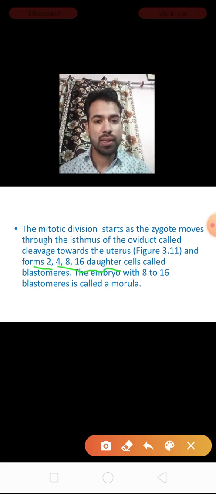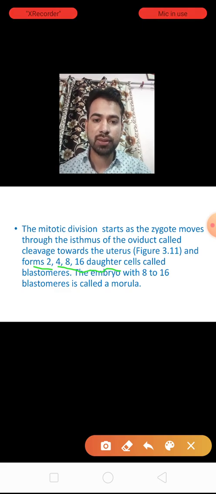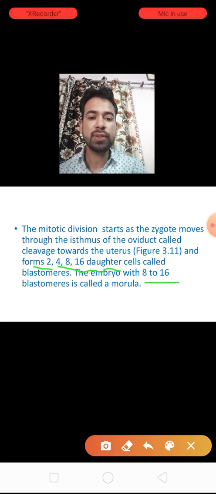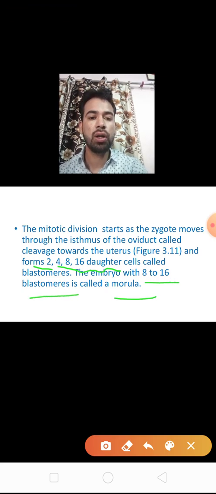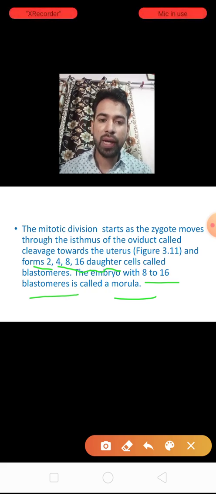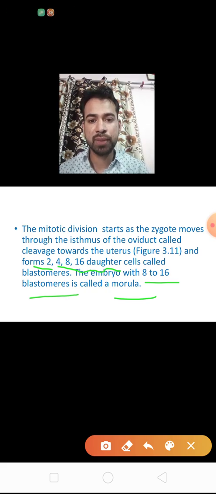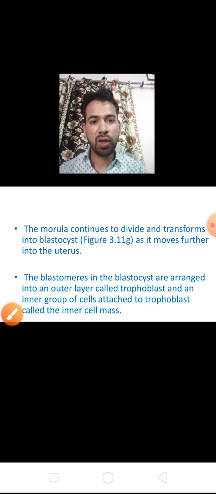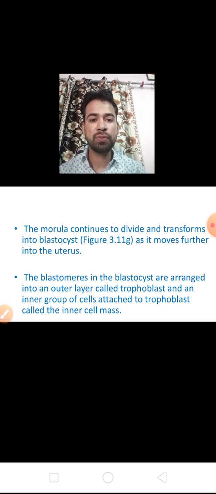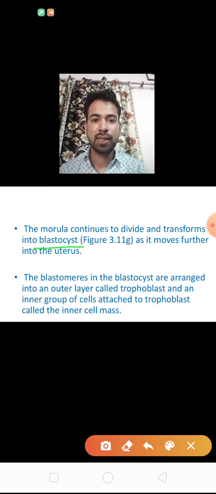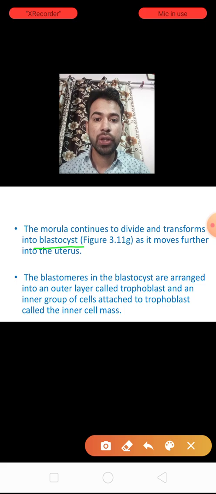Okay, and it is known as the blastomeres. Clear? The embryo with 8 to 16 blastomeres is called the morula. The morula also continues to divide and transforms into the blastocyst. This blastocyst then transfers into the uterus.